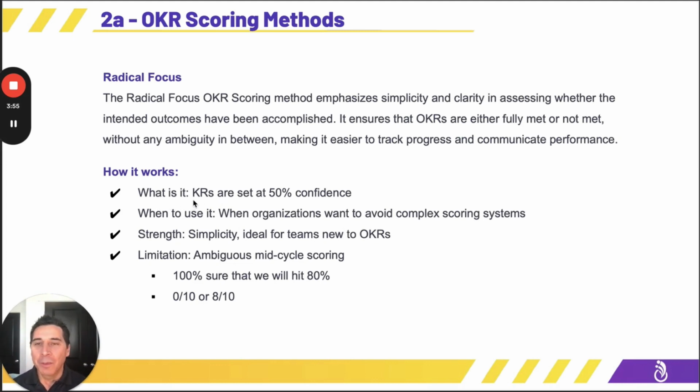So with radical focus, you start off your key result by setting that confidence level at 50%, meaning that you've thought through what you think is attainable, and you feel pretty comfortable that we can hit this. We have a 50% confidence that we'll hit that goal, right?